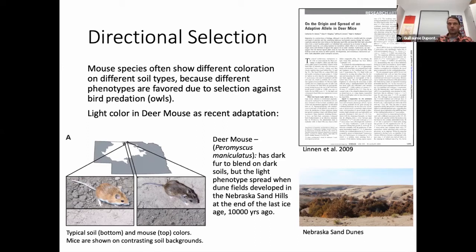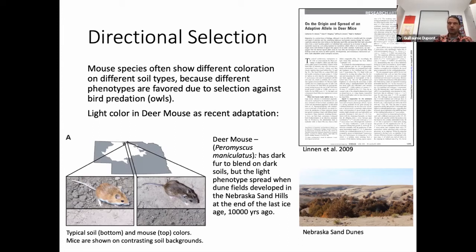Within less than 10,000 years, directional selection in this particular region has selected a phenotype which would otherwise not be selected for, because it would be eaten first, because it would be simply seen on dark soils. So this is a nice example where we see post-glacial geomorphological or soil processes affecting rapid selection and the formation of at least new phenotypes.